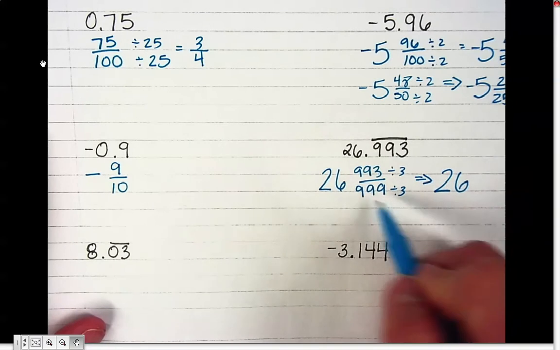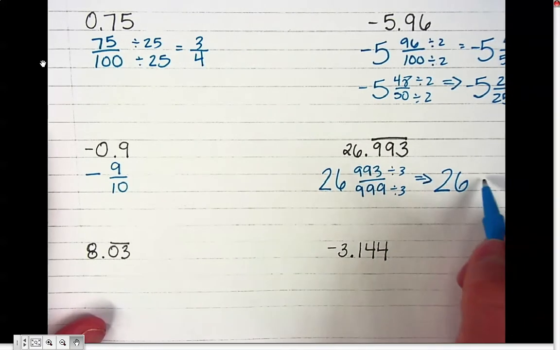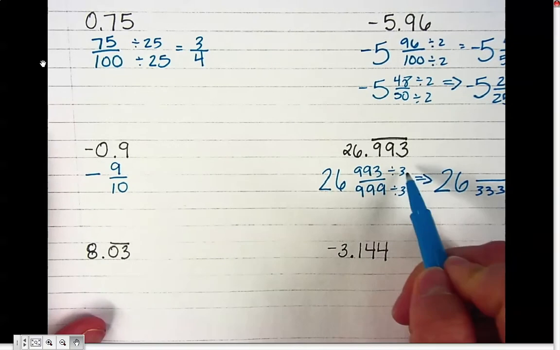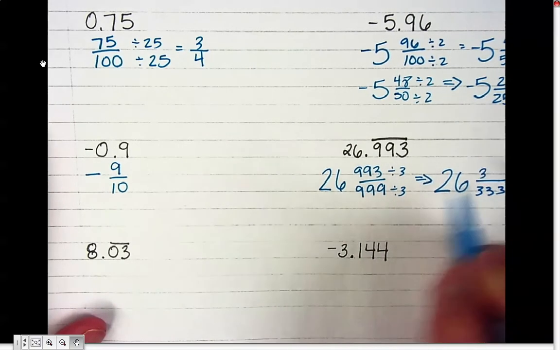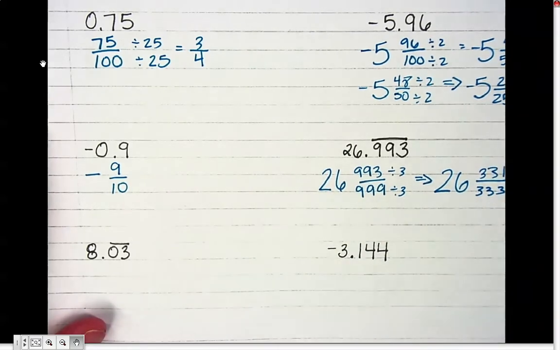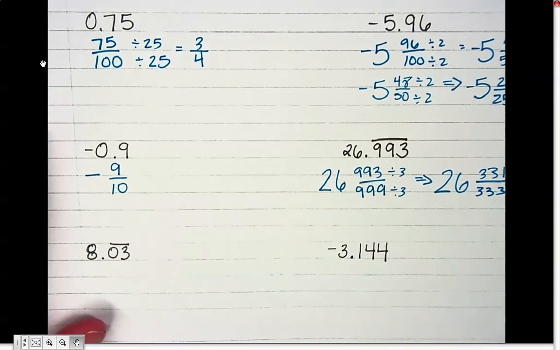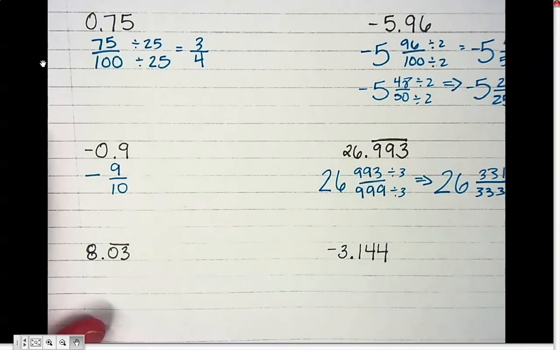Let's see. So I know 999 divided by 3 is going to be 333. That's the easy part. 9 divided by 3 is 3, 9 divided by 3 is 3, 3 divided by 3 is 1. Yep. I don't think that can go any further. So, neat little trick. However many place values you have for a repeating section, put that over 9s instead.